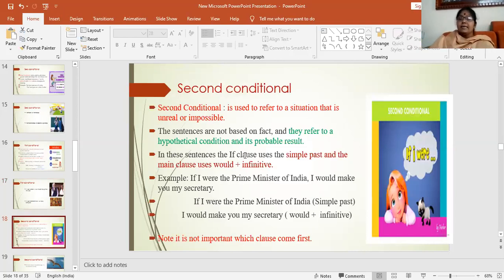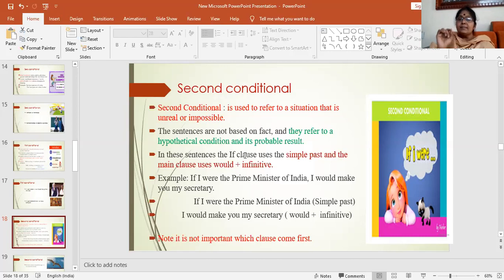Now, what is second conditional? Second conditional is used to refer to a situation that is unreal or impossible. Now, what is first conditional? That is real and possible. Second conditional is just the opposite of first conditional, that is unreal or impossible. The sentences are not based on fact and they refer to a hypothetical condition and its probable result. In these sentences, the if clause uses the simple past and the main clause uses would plus infinitive.